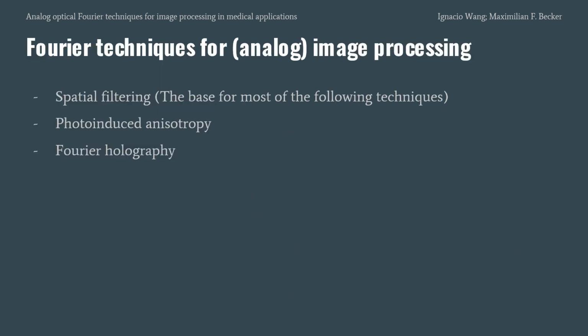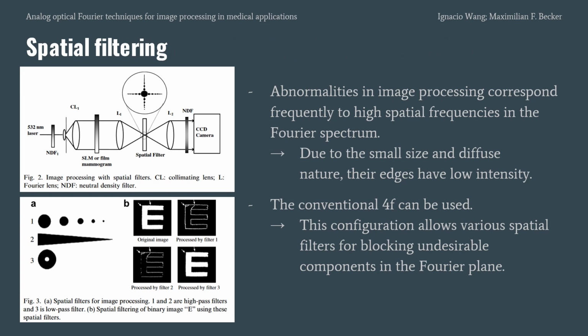So the techniques that we are going to talk about precisely today are spatial filtering, which is the base for most of the following techniques, photoinduced anisotropy, and Fourier holography. All of these techniques are used for detection of abnormalities. For example, the ones detected in mammography can be classified as masses, lesions, or microcalcifications.